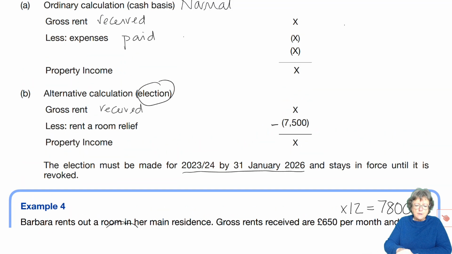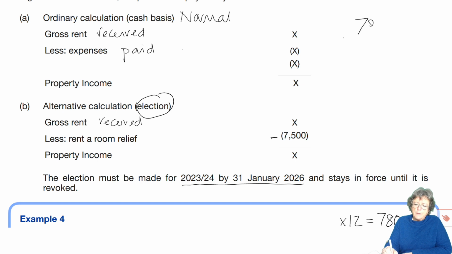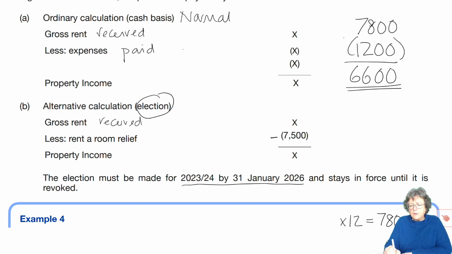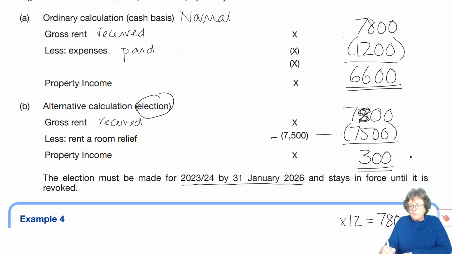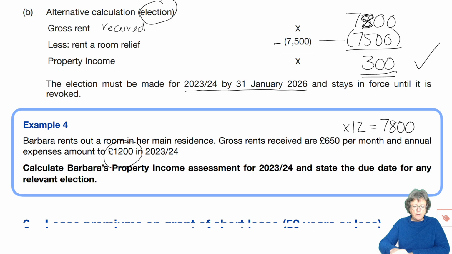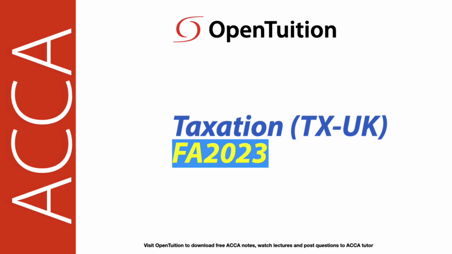So two methods of calculating this. The normal method, income less expenses, and that would go in her income tax computation. However, if she elected for rent a room relief, 7,800 less 7,500, I think she'd rather go for that one, don't you? Which would you choose? So that's how rent a room relief works. So let's move now on to lease premiums.